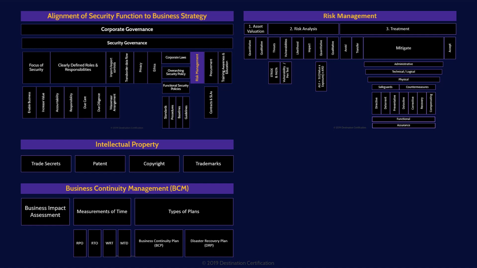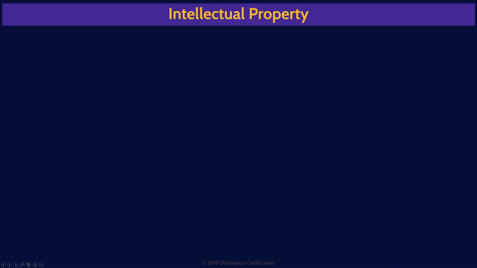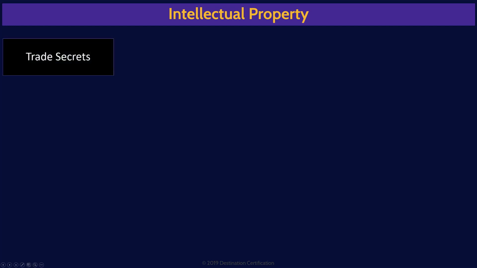As the final part of Domain 1, let's look at intellectual property laws and business continuity management. And we'll start with intellectual property. There are 4 major intellectual property concepts that you need to know about. The first is trade secrets.